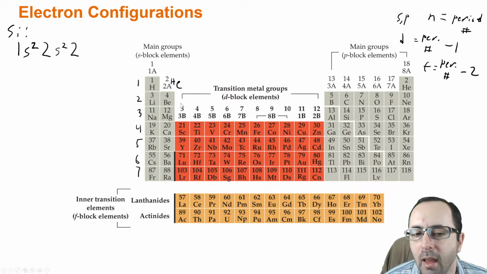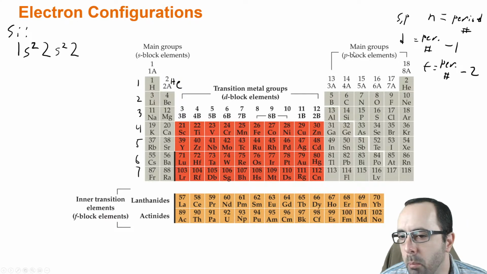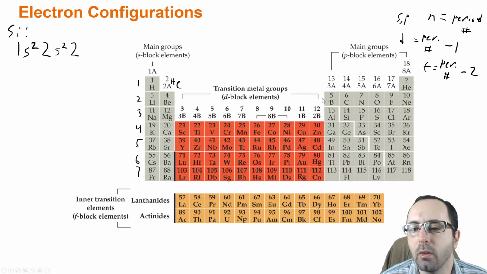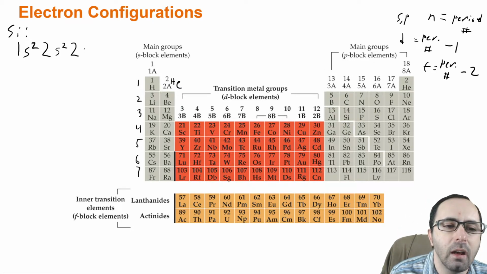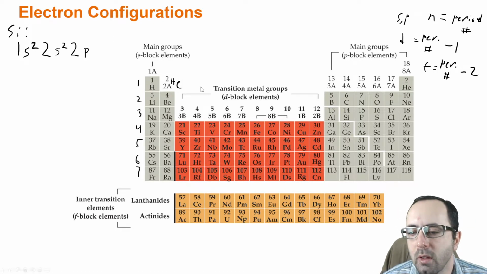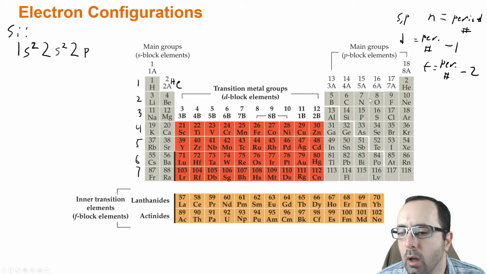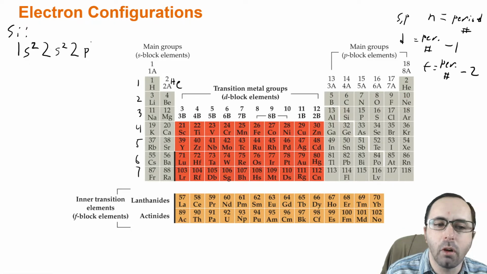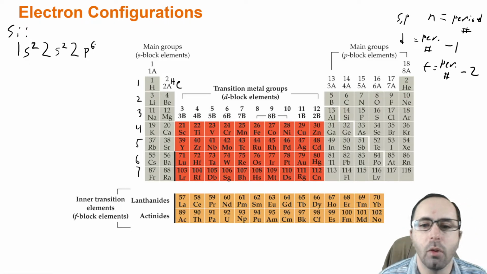However, we're no longer in the S area over on the left. We're in the P block over on the right. So instead of writing an S, we'll write that electrons are going to P orbitals. And then we count our way across: 1, 2, 3, 4, 5, and 6. There are 6 spaces across, which indicates 6 spaces for electrons.